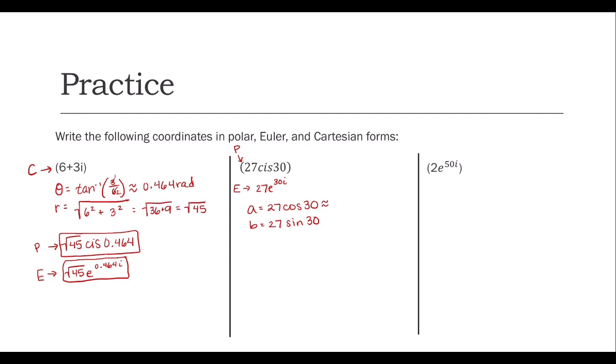So a is approximately 4.165, and b is approximately negative 26.677. So our Cartesian form is 4.165 minus 26.677i.